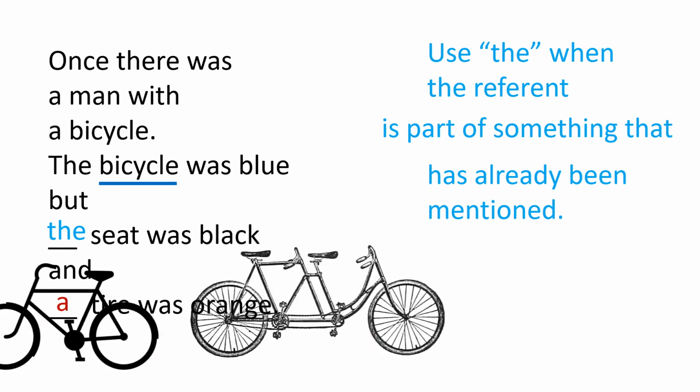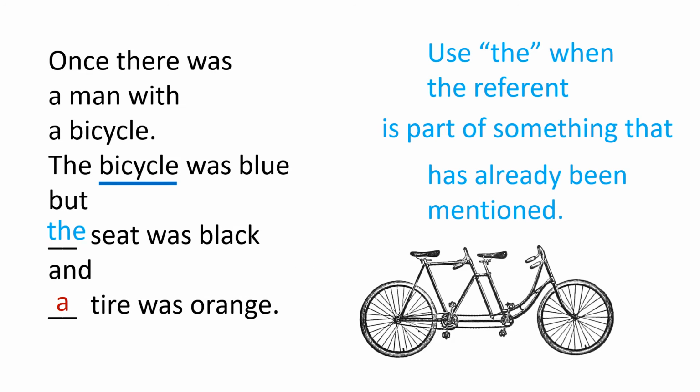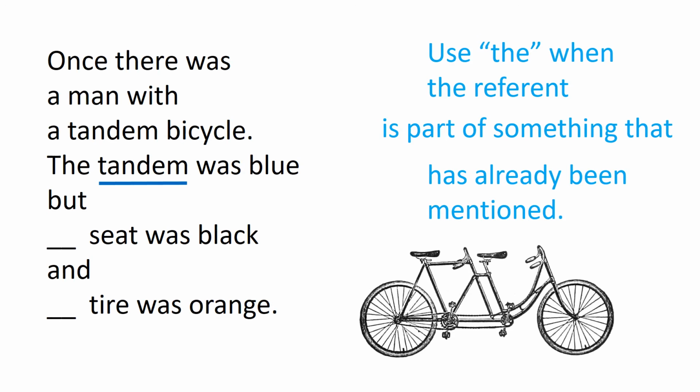We can test this by exchanging the bicycle in these sentences for a tandem bicycle, a kind of bicycle with 2 seats. If we follow our current rule, we will once again insert the in both blanks. This time we are left with uncertainty about both which seat and which tire the speaker is referring to. We conclude that both blanks are better filled by a than the.